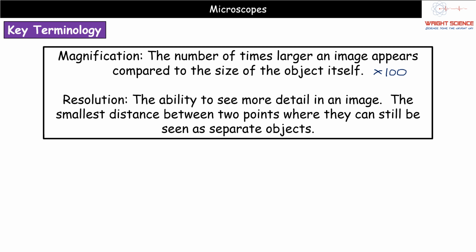The second term we need to know is resolution, and this is your ability to see more detail in an image. The one that you probably learnt at GCSE was something along the lines of the smallest distance between 2 points, where we can still see them as separate points. And that's still true when we get to A level, it doesn't change. We are looking at obviously more detail in an image, and the reason that we can see more detail in the image is because we can actually see objects that are close together as separate objects. So the smallest distance between 2 points where they can still be seen as separate objects, that is the resolution. And different microscopes have different resolutions.